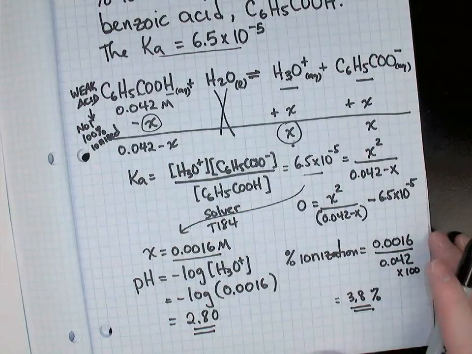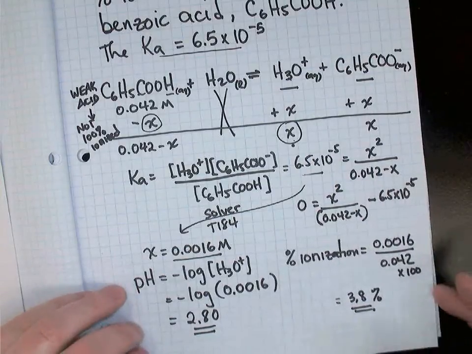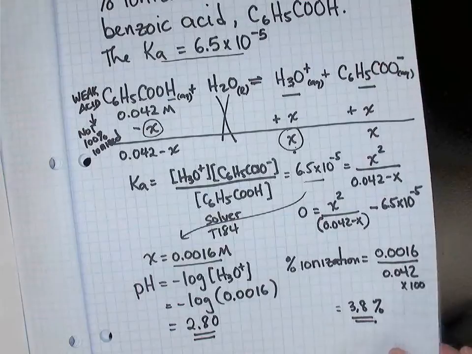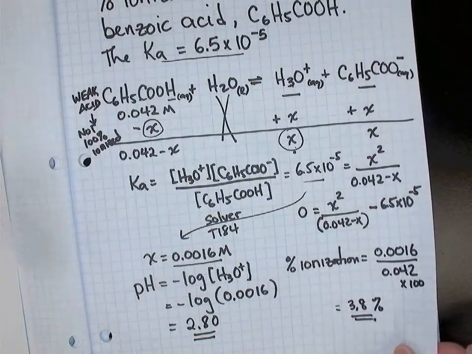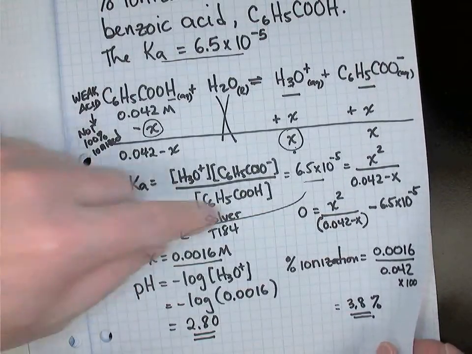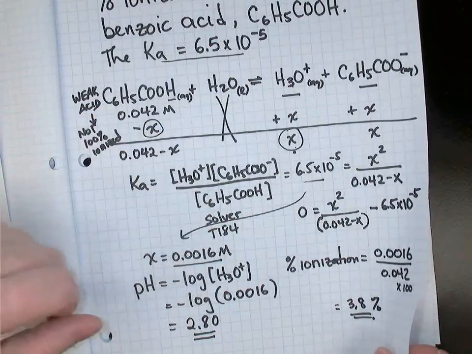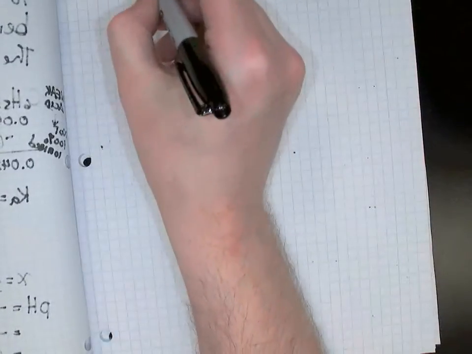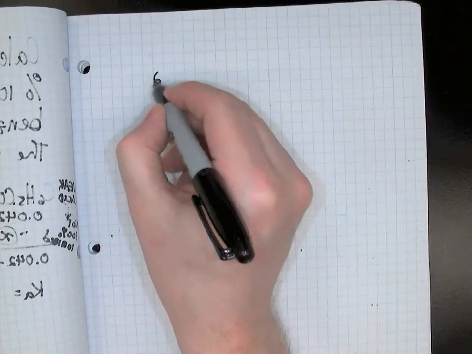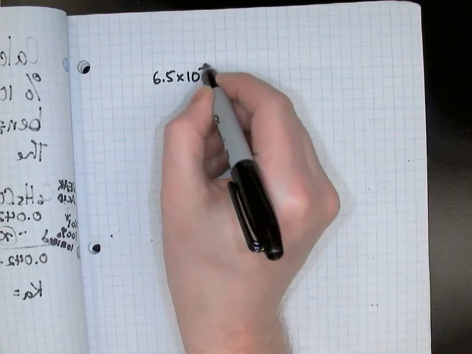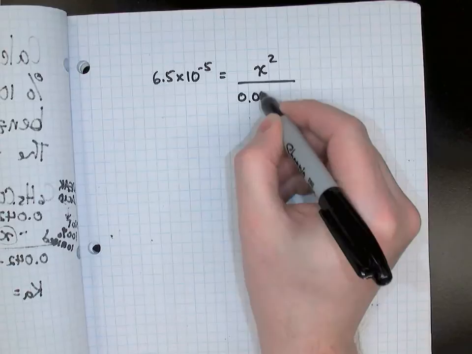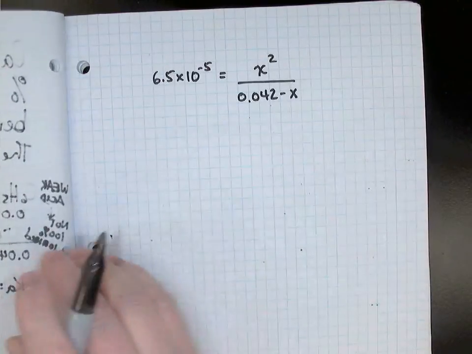Now we solved that using the graphing calculator's solver feature. If you don't have a graphing calculator, or if you're going to go to the university here where they don't allow you to use graphing calculators on your exam, you're going to have to use a different approach to solve this equation over here. So let's set it up again and see if we can solve it in a different way. So our equation was 6.5 times 10 to the minus 5 equals x squared over 0.042 take away x.